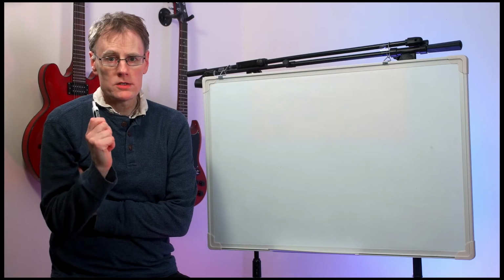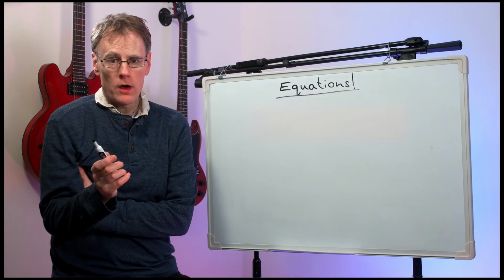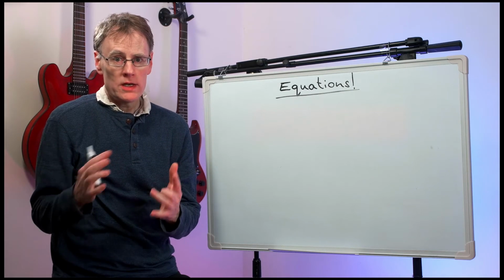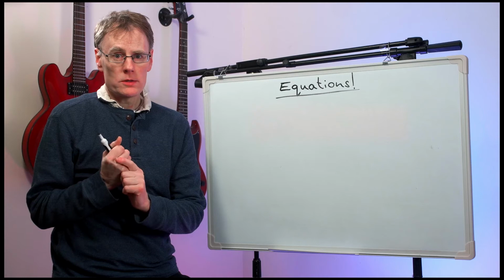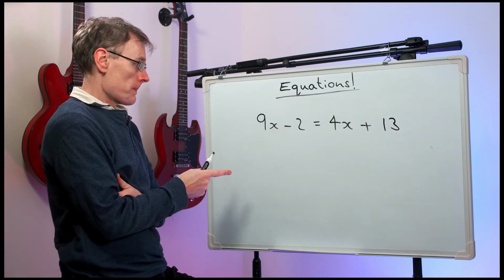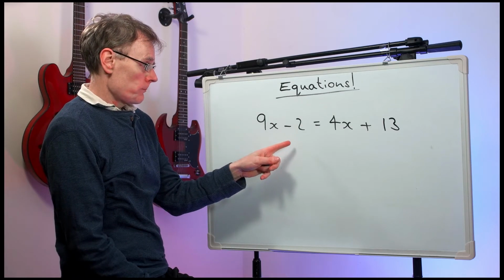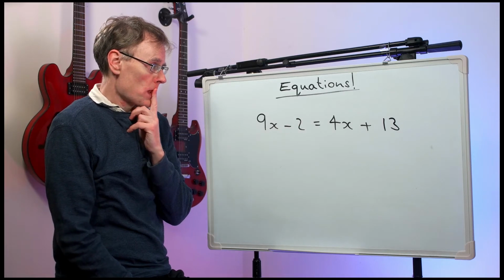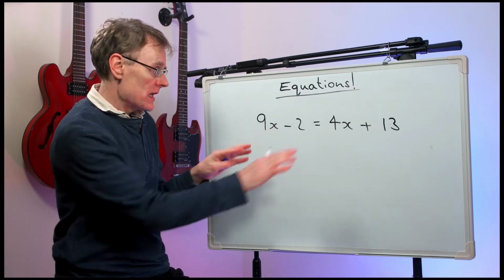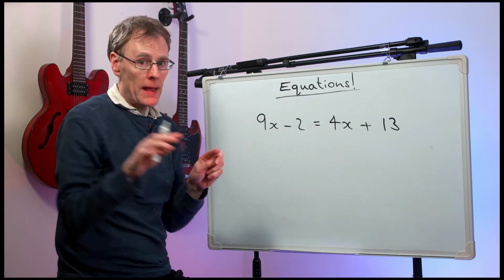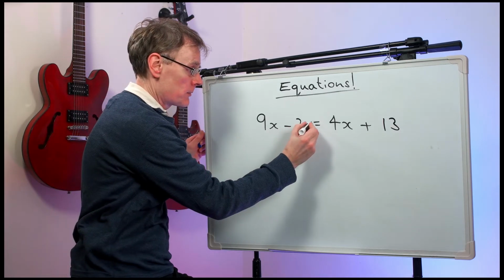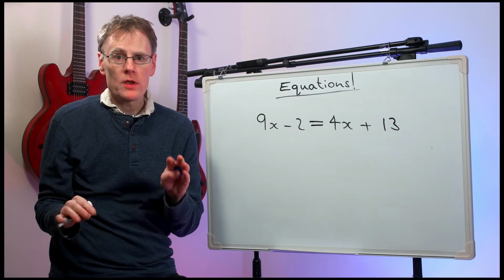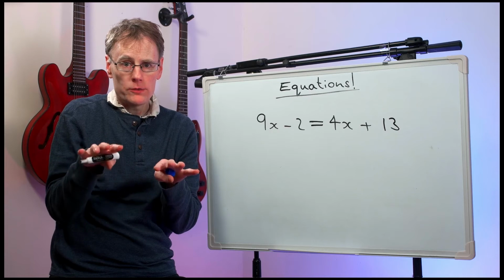What we've been doing here is solving equations. So far, we've just been guessing the answer, but they'll get harder. So we need to have a method for working out more difficult ones. Look at this one. 9x minus 2 equals 4x plus 13. Now the left-hand side is equal to the right-hand side. They're balanced. They're exactly the same thing. And we can do whatever we like as long as we do the same thing to both sides.